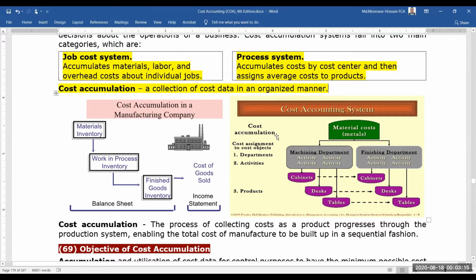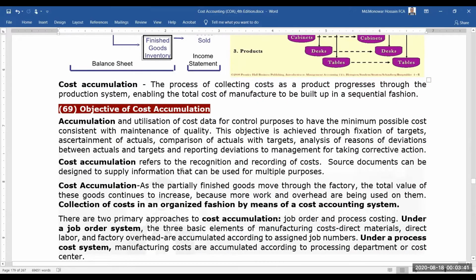Here you see cost accumulation: cost is assigned to the cost object, departments, activities, or products. Here a machine department's activities and the finished goods department's activities, both operational departments, all go to the products. So cost accumulation is the process of collecting cost data as a product progresses through the production system, enabling the total cost of manufacture to be built up in a sequential fashion.